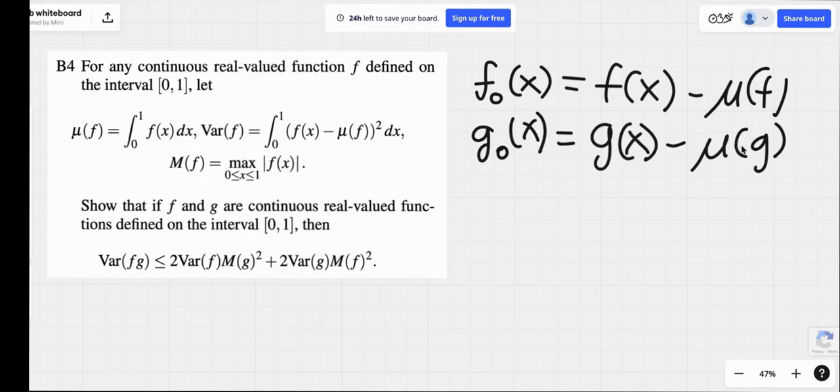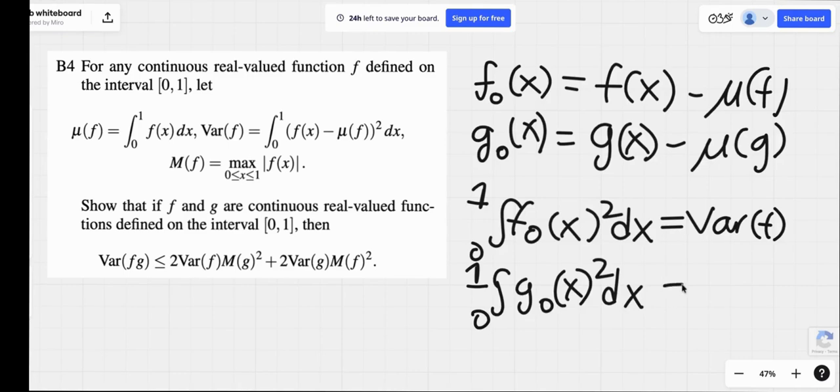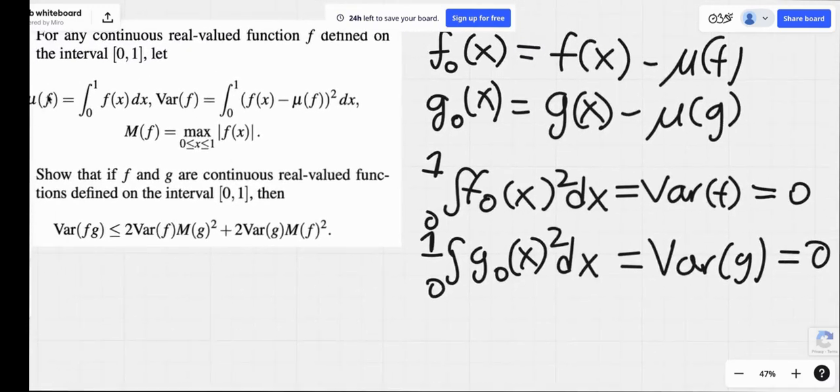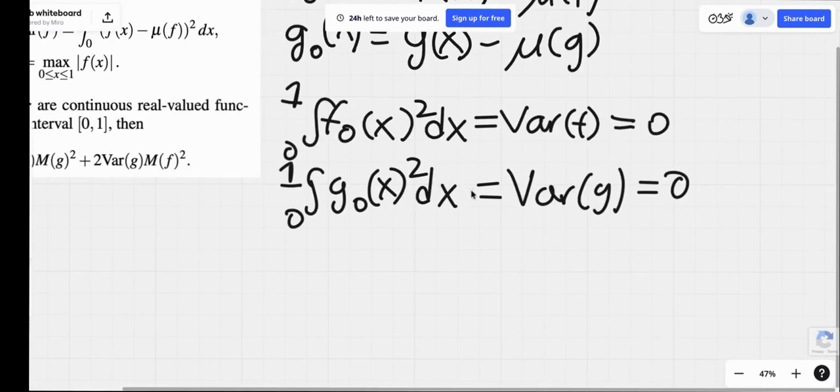So if it's not apparent why we're defining these functions, it's just because the integral from 0 to 1 of f naught of x squared will be equal to the variance of f, and the integral from 0 to 1 of g naught of x whole squared dx will similarly be the variance of g, right? This just follows from the initial definition of mu of f and of the variance of f. So we have these two equalities which hold.